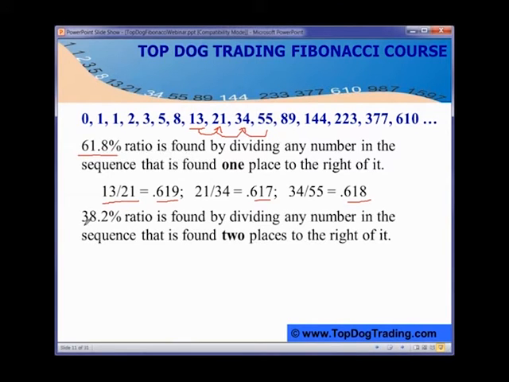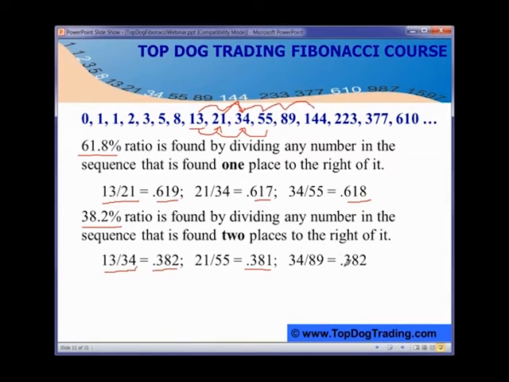Now, there's another ratio, 38.2, and that is often used as well. And in fact, it's very commonly used. How is this one derived? Well, pretty darn simple. Now you take any number in the sequence and you divide it by the number that's found 2 places to the right. So we start again with 13. This time we divide it by 34. So 13, and then we go 2 numbers to the right, divide it by 34. You get 38.2. And the interesting thing is, every time you do this, you get pretty much the same number.